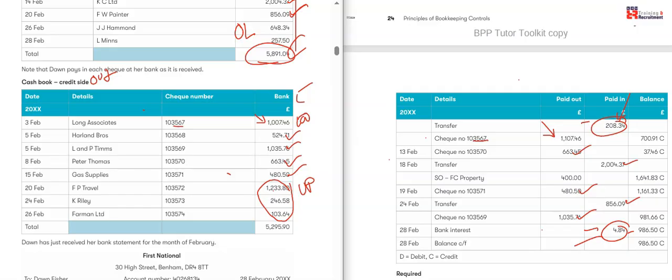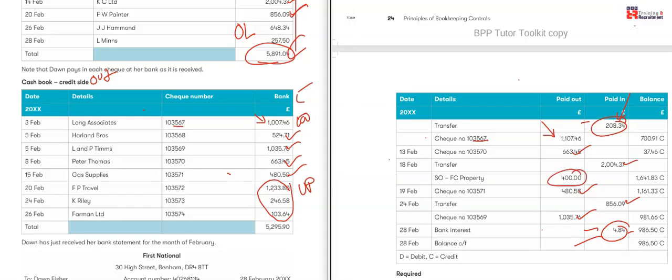What are the unticked items? Only one, to be honest, this 400 and one correction, isn't it? So these are the two things that you need to put on your cash book. This is a transfer you paid out, standing order. SO means standing order. It was in the bank statement, not in the cash book. You need to take it into the cash book.